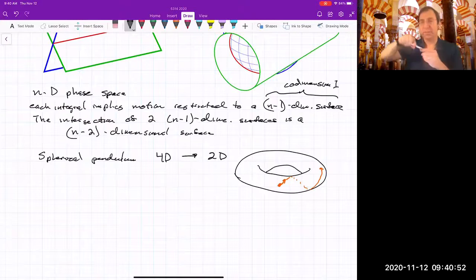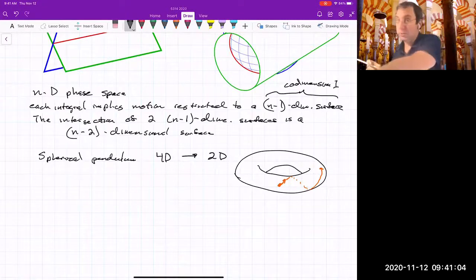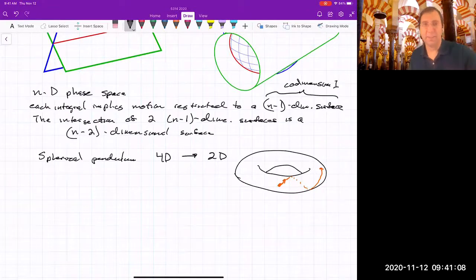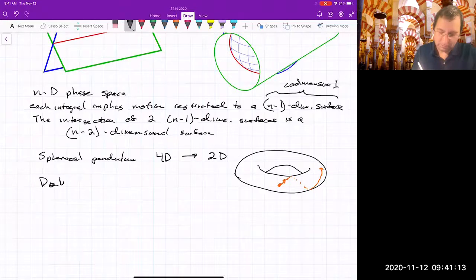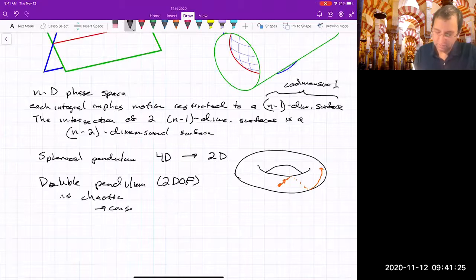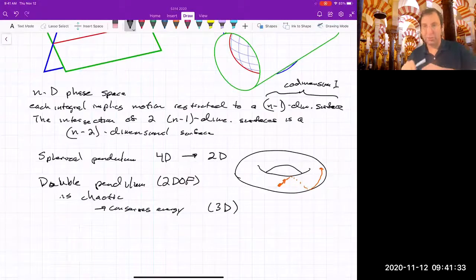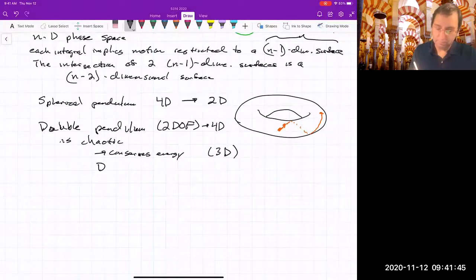So that's the spherical pendulum with its 2 degrees of freedom. The double pendulum, which I don't have, has two pendulums attached. The double pendulum is also 2 degrees of freedom, and most of you simulated the double pendulum for the last homework. The double pendulum is chaotic. It's still 2 degrees of freedom, and it does conserve energy, so it has an energy integral. That means for any initial condition, it's exploring a three-dimensional subset of the full four-dimensional phase space. But that's enough to be chaotic because it doesn't conserve momentum. So it doesn't have that second integral.